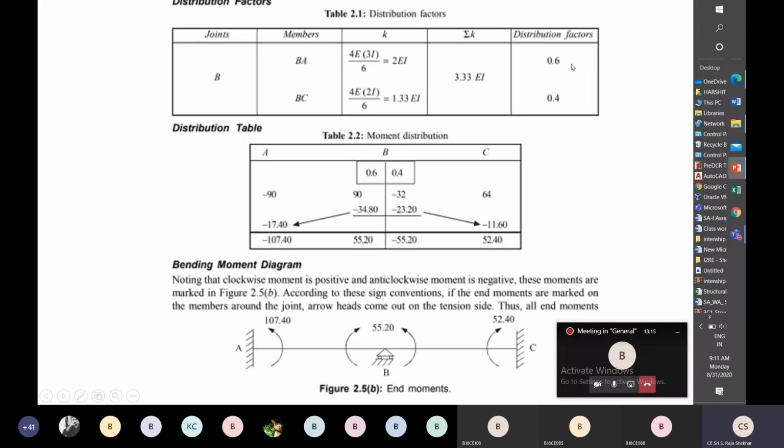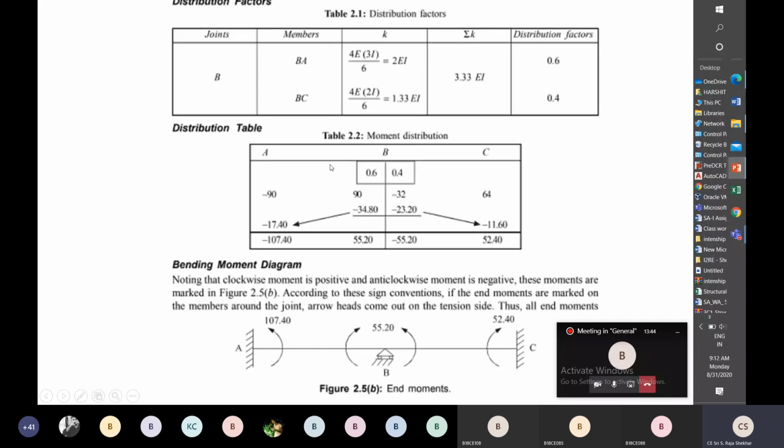Distribution factor is 0.6. Now calculate the distribution factor for the BC member. BC is equal to 1.33 EI divided by 3.33 EI. We are getting the distribution factor for the member BC as 0.4. Now what you need to do is calculate the final end moments. How to calculate the final end moments? By using the moment distribution method.